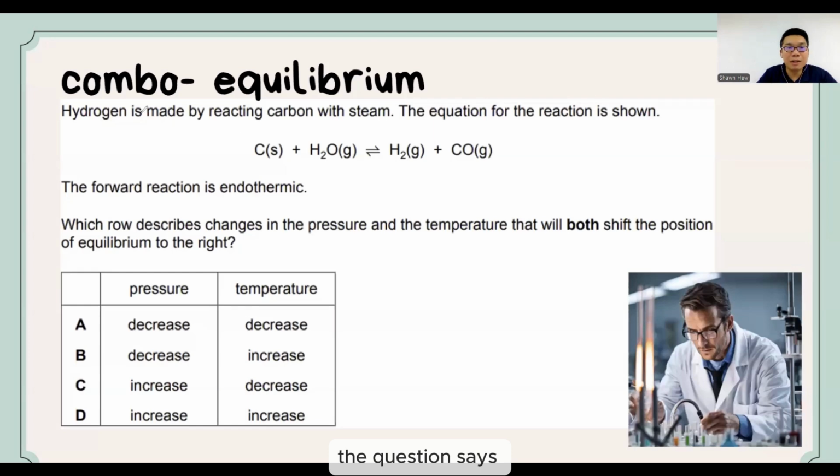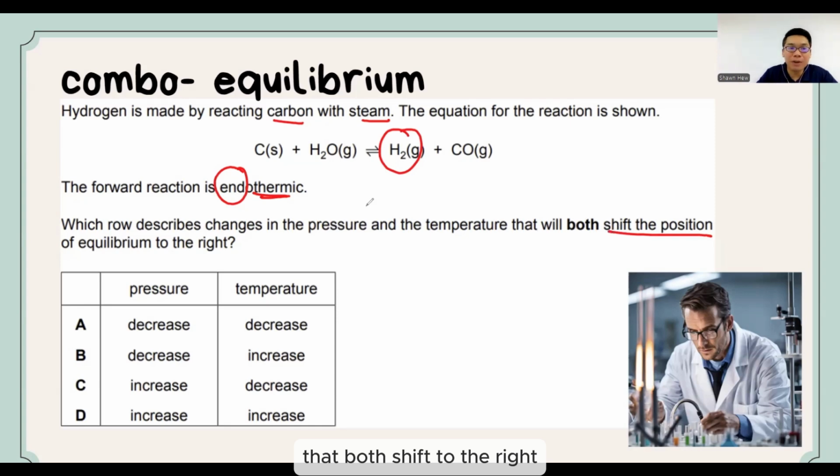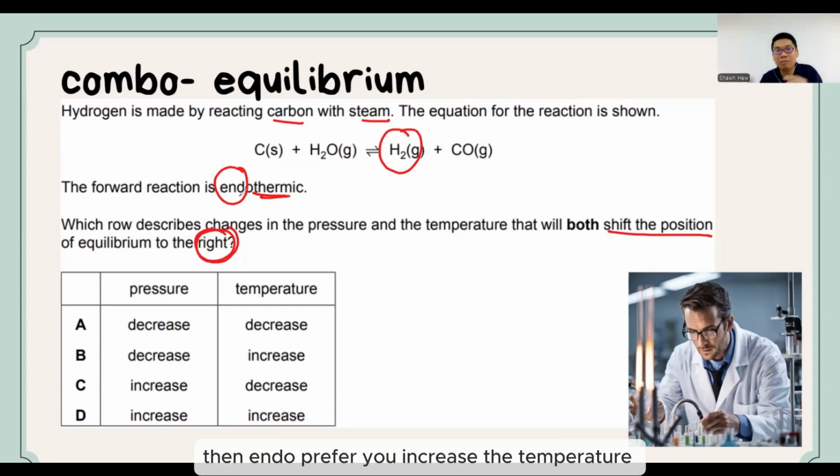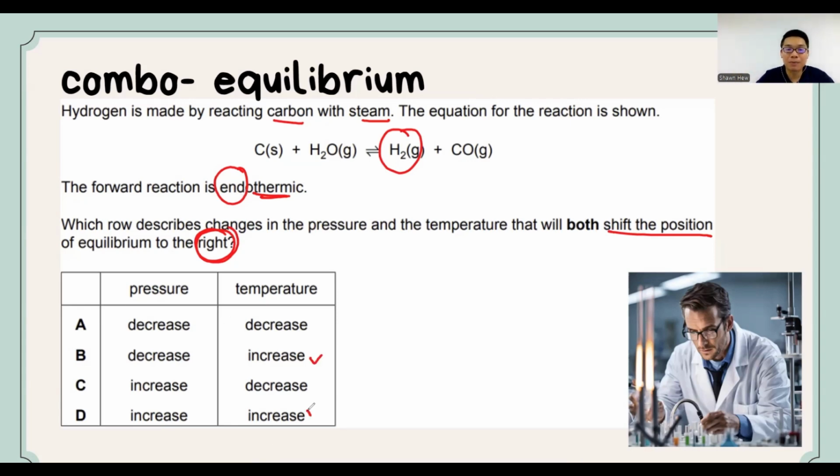The question says carbon and steam will form hydrogen. The forward reaction is endo. So which row describes a change in pressure and temperature that both shift to the right? Okay, we talk about endo first. If you want to shift to the right, then endo prefers you increase the temperature so that it can absorb more. So temperature must increase.